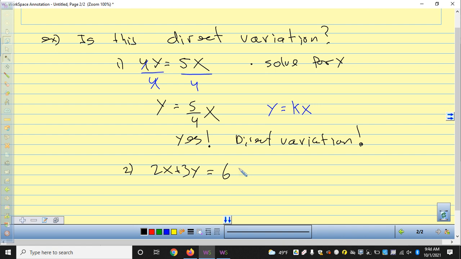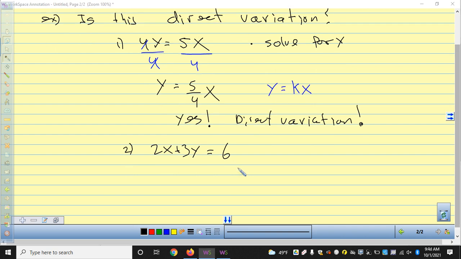Let's look at another one. 2x plus 3y equals 6. So we want to get y by itself. So we're going to solve for y. So what's our first step to start getting y by itself? I want to get this 2x out of here. How do I get rid of that 2x? Do I divide by 2x? I can think of this as plus 2x plus 3y equals 6.